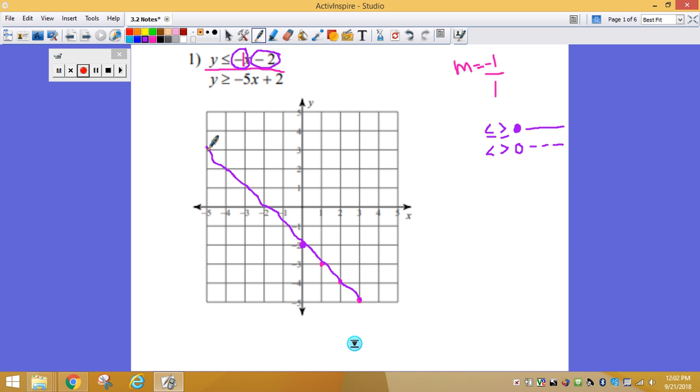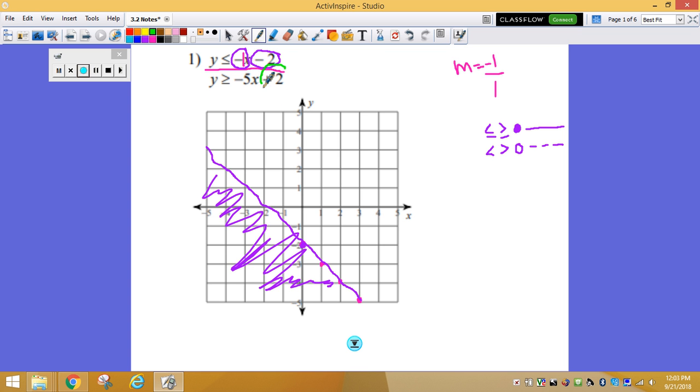Okay. And then shading, if it's less than, that means you're going to shade below the line. If it was greater than, then we would have shaded above. So because this one is less than, this is the part that's going to be shaded. Okay, let's graph the next one.